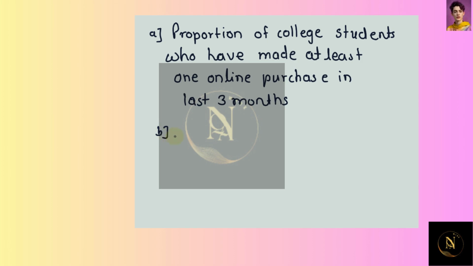P. The point estimate for the population proportion is the sample proportion P hat. It is x upon n, where n is the total number of students under study, which is 200, and x is the number of college students who have made at least one online purchase in the last 3 months. It is given as 76. So the point estimate is 0.38, or we can write it as 38%.